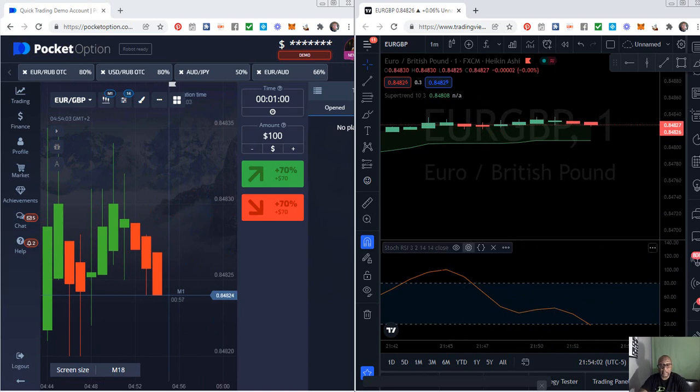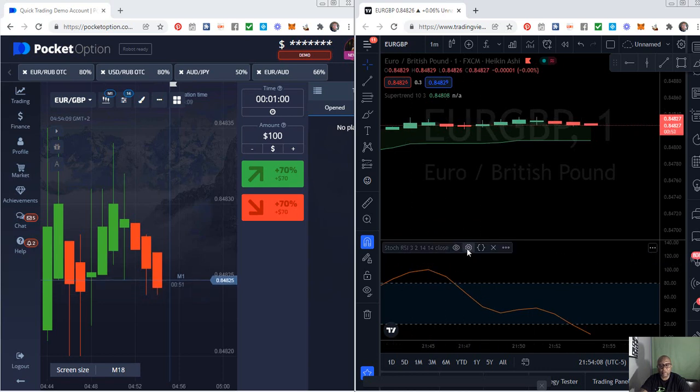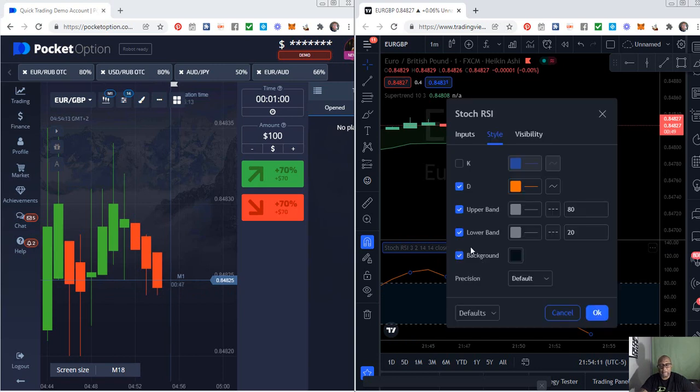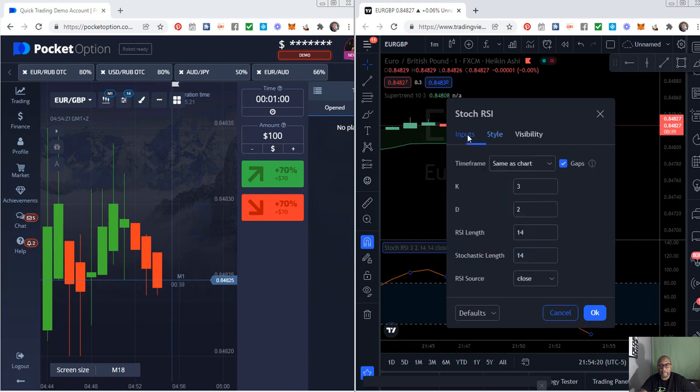Now, the second indicator is the Stochastic RSI. Let me open this up so you can see what we need to do here. You do make changes. As you can see, you'll remove the K. You don't need that. You're only working with the D line. All right. Let's go here first. The K line would be 3, 2, 14, 14. Okay, your stochastic length as well as your RSI length.